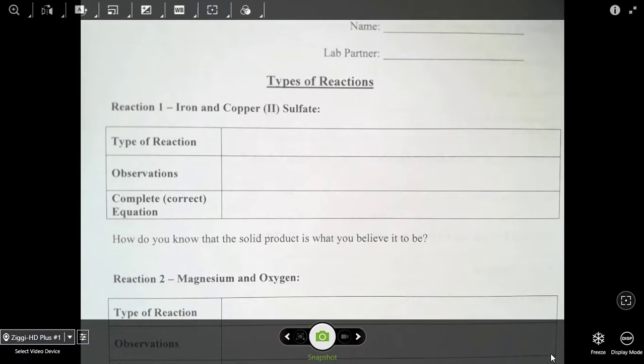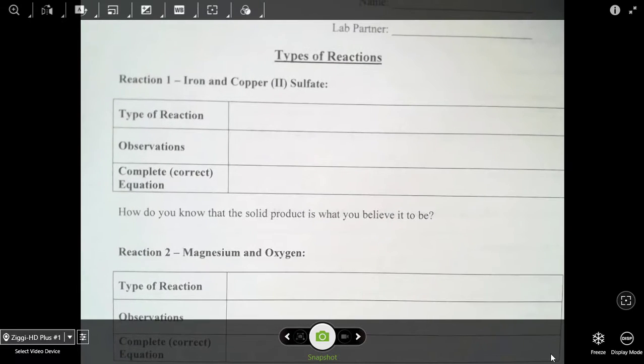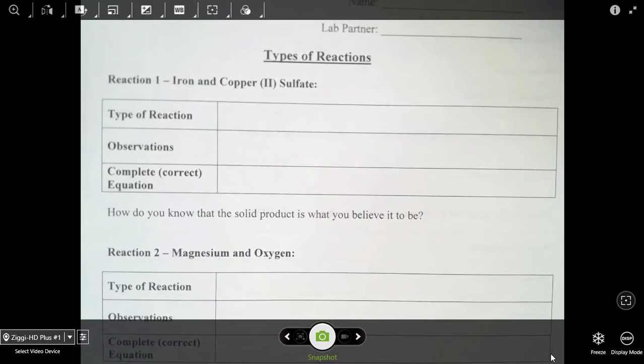Okay, so what we're doing today is going over the types of reactions lab, and we're going to be filling in the type of reaction, the complete correct equation, and answering the questions that go with it. You should already have your observations written down. Remember that we're putting all of our skills together when we do this.